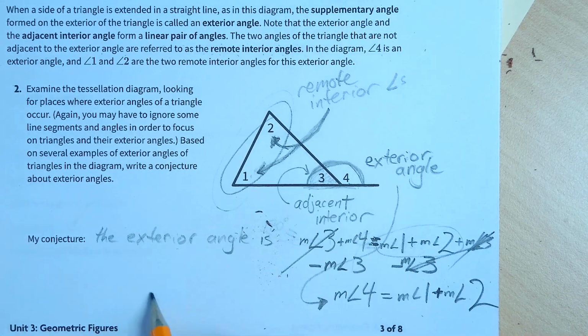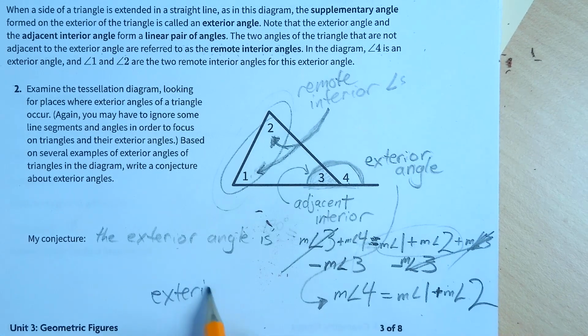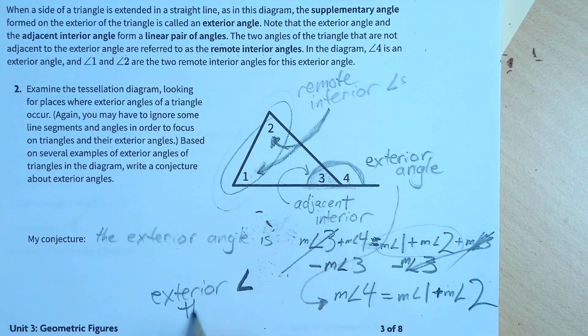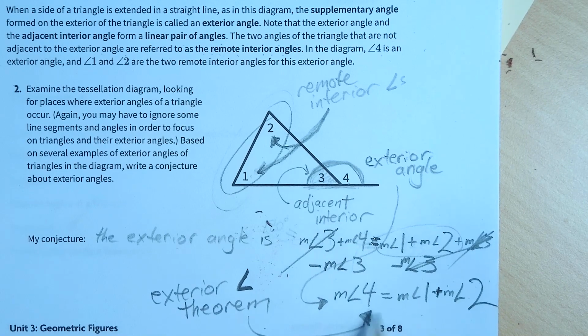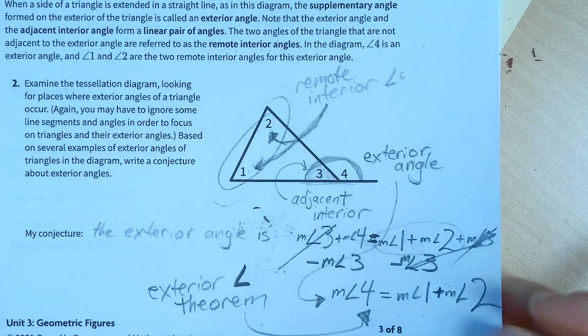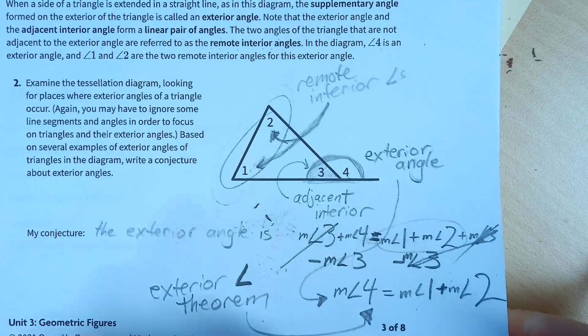That is the exterior angle theorem, and we just proved it, basically. Remember, theorem means provable. We proved that. Now you know about exterior angles.